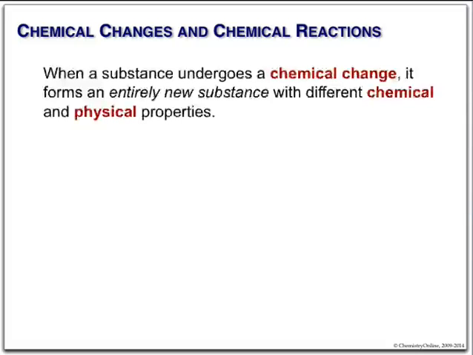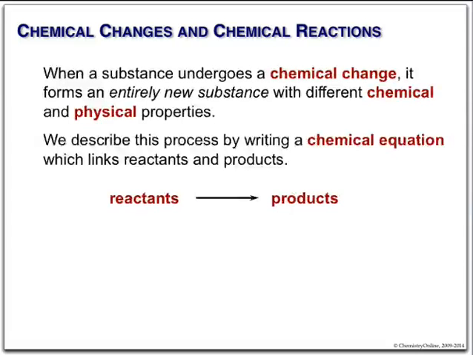Let's look at what we said about chemical reactions. Chemical reactions, once again, are going to describe a chemical change. We're going to have reactants on one side, an arrow, and we're going to have products on the other.